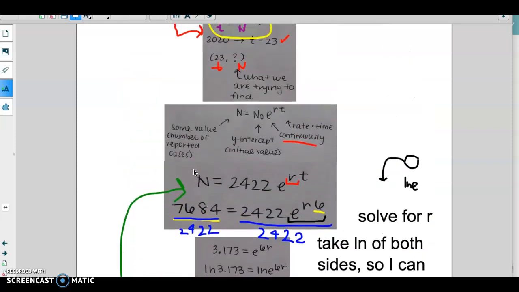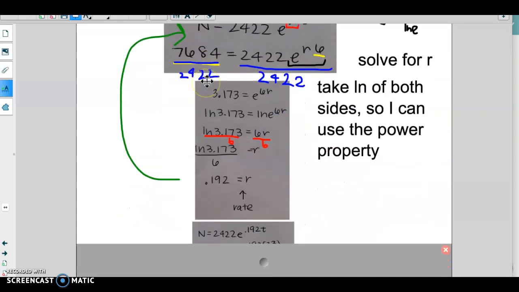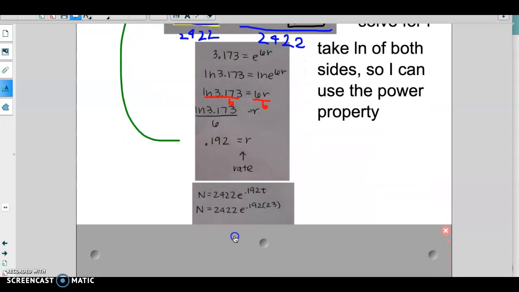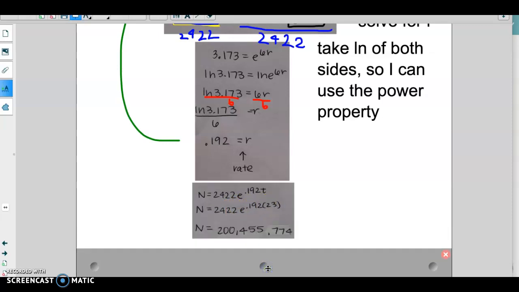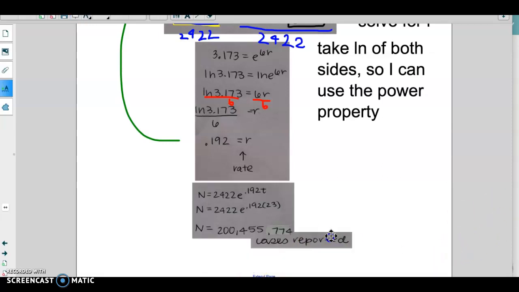The value of t that I want to plug in, remember, is 23. So I'm going to go ahead, plug in 23 in for t, and now I can type this entire thing right into a calculator. 2,422 e to the 0.192 times 23. If you don't have a calculator, Desmos is perfect for this. You could just type that right into Desmos. So now I know there are 200,455.774 cases reported. I could round up to 200,456 cases reported.